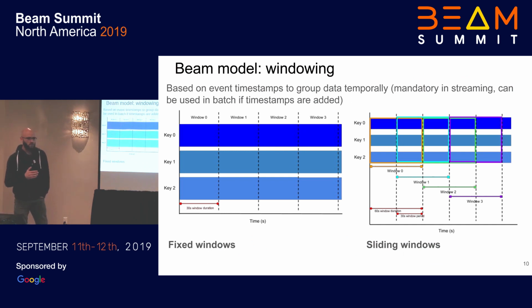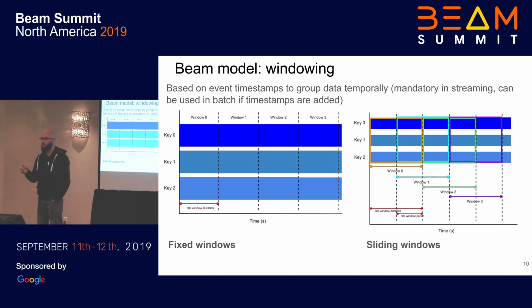Next, I will focus on a first key model concept that will be needed for the continuation of the talk. It's windowing. What is windowing? Windowing is a way to group elements temporally, based on the event timestamp.